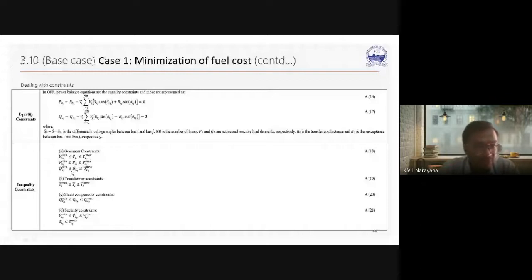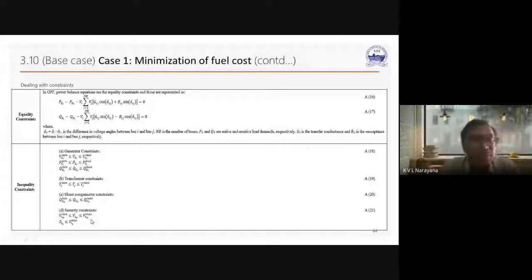And there are 4 transformers we considered. For the four transformers, these are the limits of this value, and the shunt compensator devices have these limits. Security constraint means the power output values and the bus voltages are limited in between. That means the bus voltages must be in between minimum and maximum values. So these are the constraints related to the IEEE 30 bus.